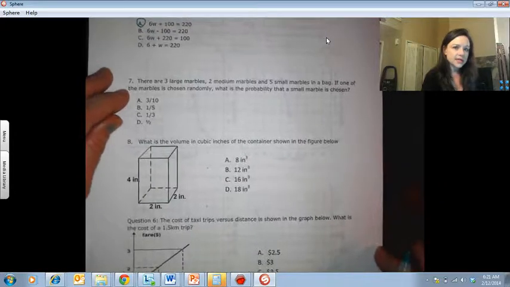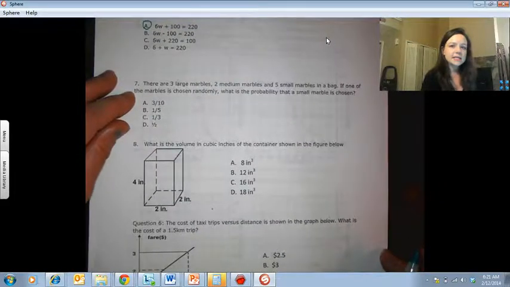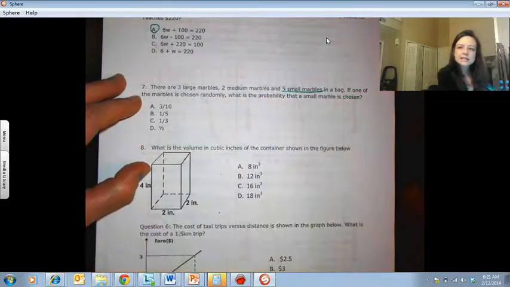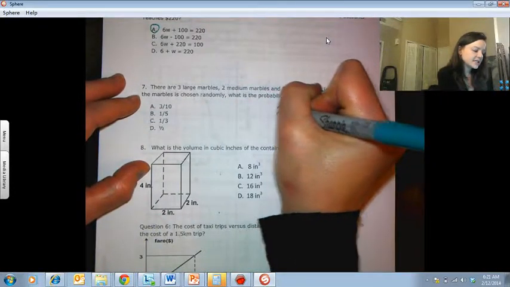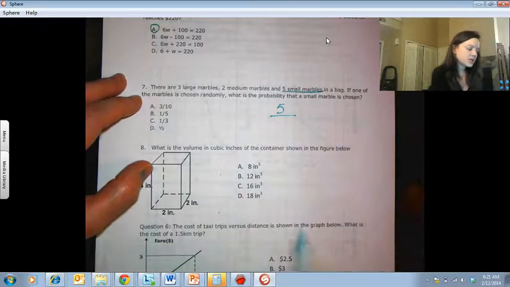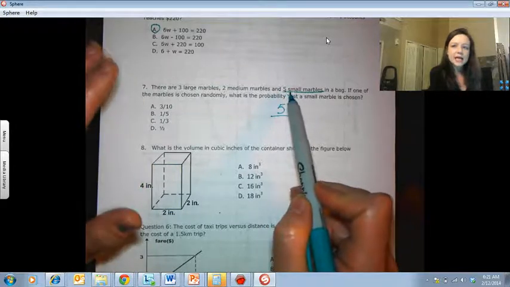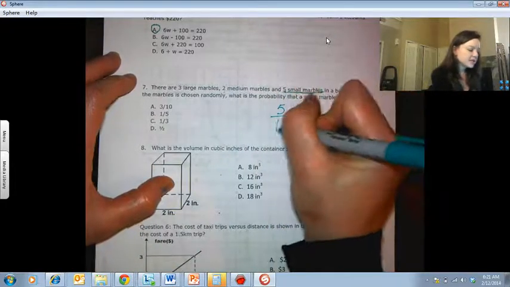Question 7. There are 3 large marbles, 2 medium marbles, and 5 small marbles in a bag. If one of the marbles is chosen randomly, what is the probability that a small marble is chosen? Well, there are 5 small marbles, so that's going to be my numerator. This is just like choosing cards in class. And in total, there's 3 plus 2 plus 5, which is 10 marbles. So your chances are going to be 5 out of 10.